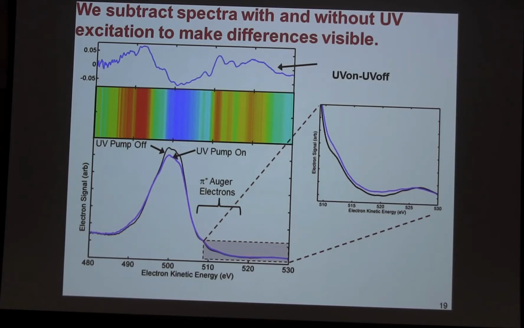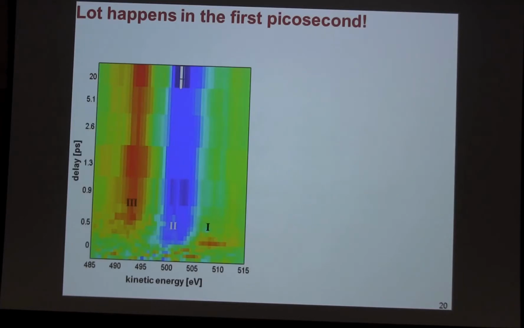So to make this better visible, we should do a difference spectrum, and then we color code the difference spectrum. Wherever you see blue, that means you have less Auger decay induced by UV. Wherever you see red, that means you have more Auger decay induced by UV. And with that, I show you the full data set. This data set took a couple of hours at the very end of our beam time. We had 5 days of beam time, and the first 4 days we essentially messed around.